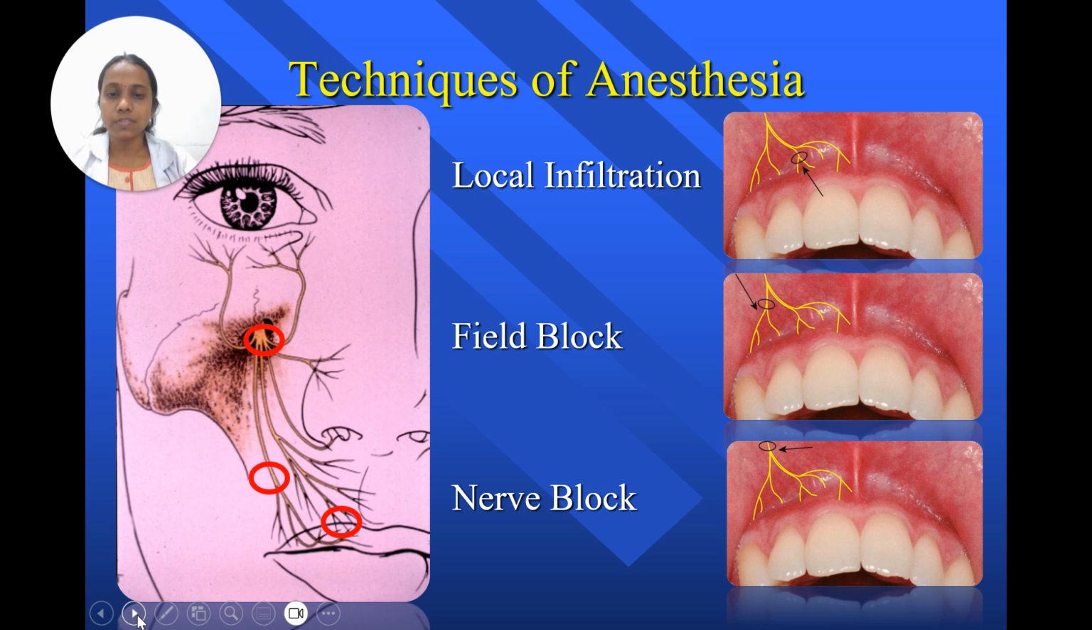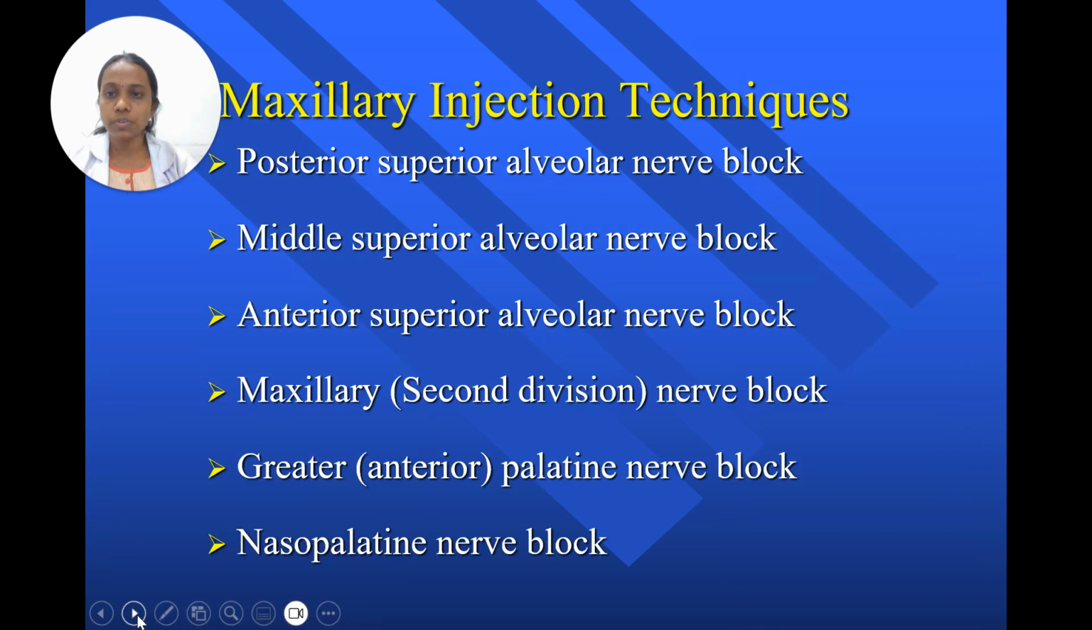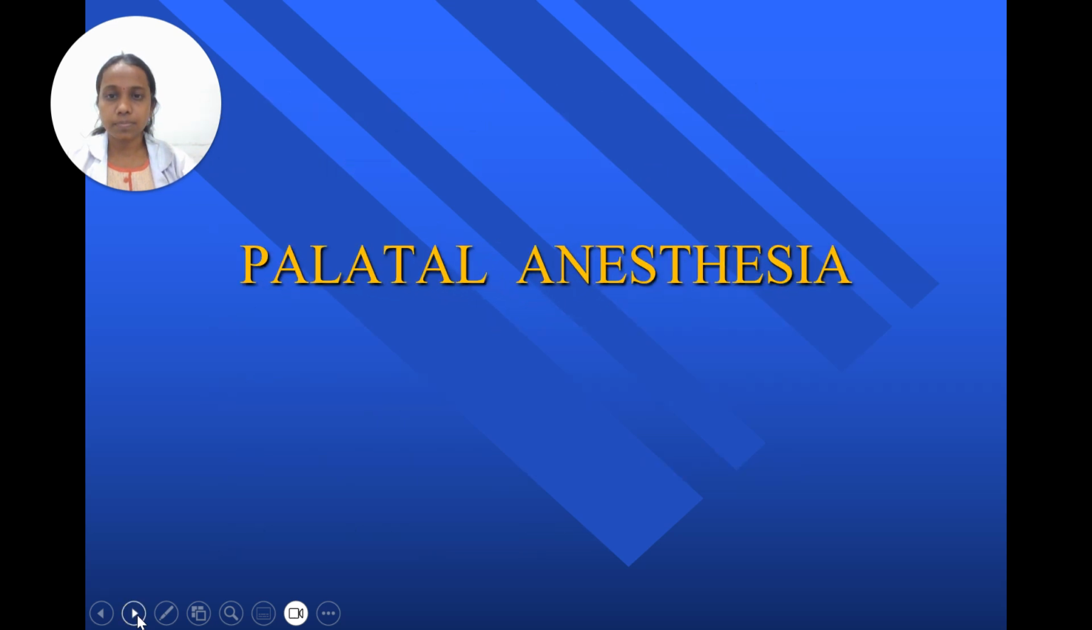So there are various techniques: infiltration, field block and nerve blocks. Today we are going to discuss the various nerve blocks, starting from the posterior superior alveolar nerve block, middle superior alveolar nerve block, anterior superior alveolar nerve block and the second division block.